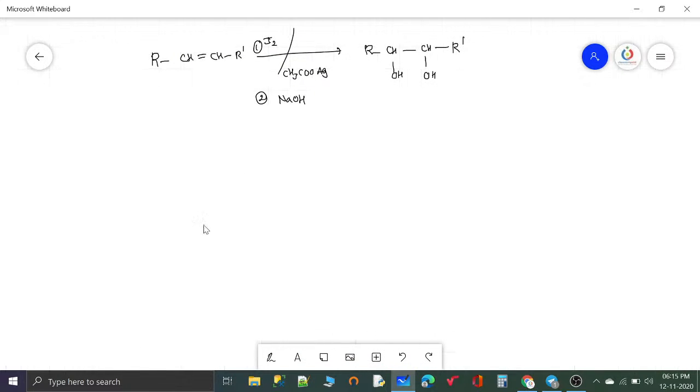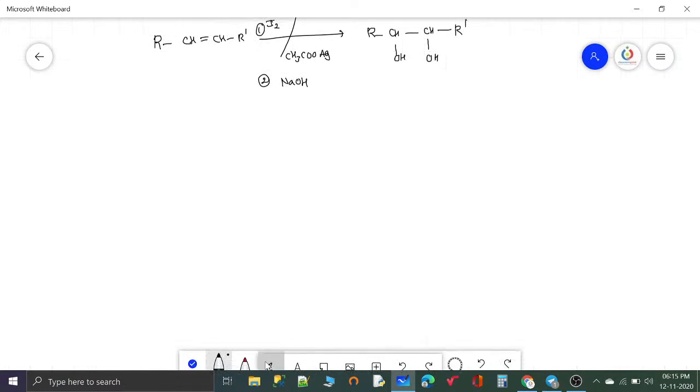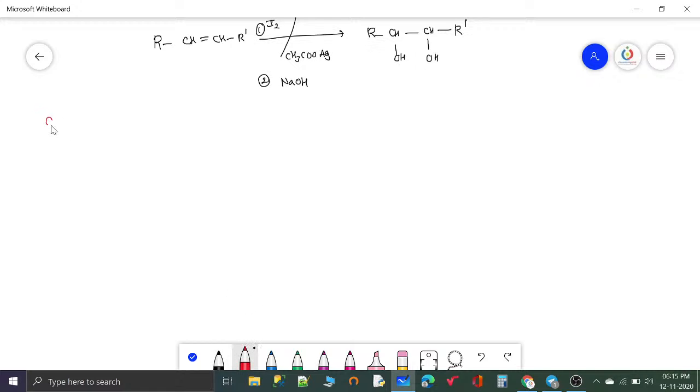Now let us see oxidation with another reagent. I will write down here: oxidation with H plus KMnO4 or K2Cr2O7. Sometimes, instead of the H plus, they may mention it as hot KMnO4 or K2Cr2O7.